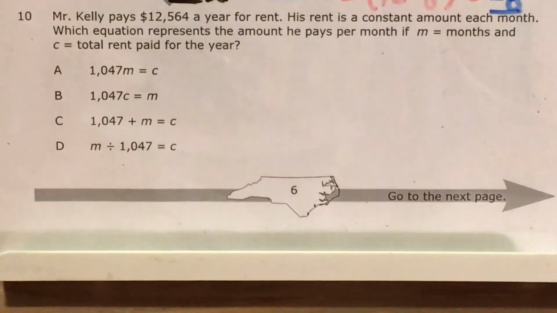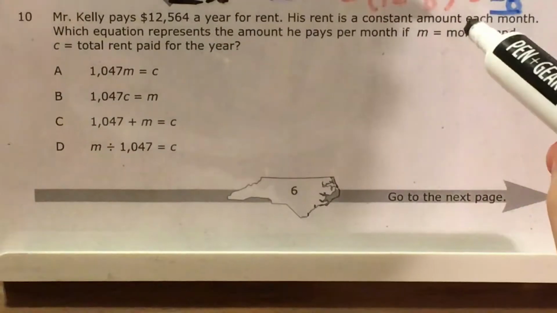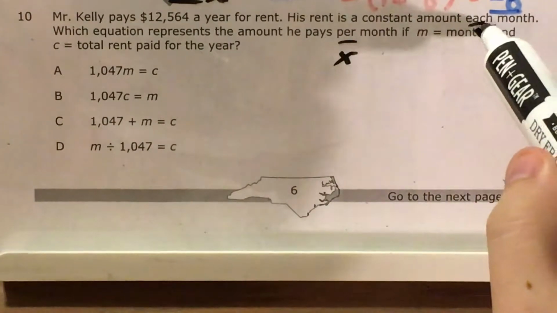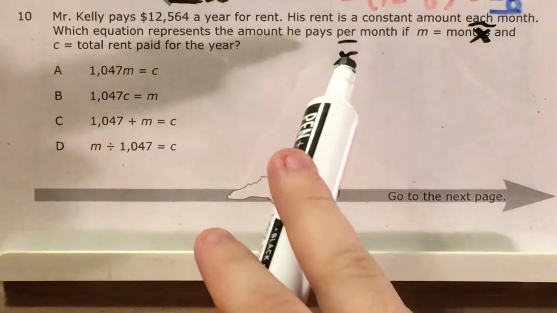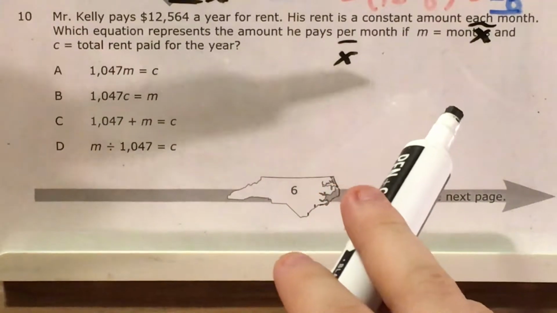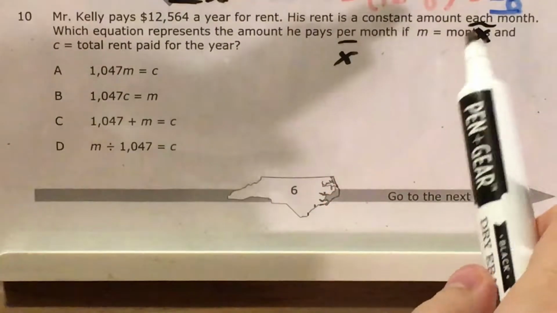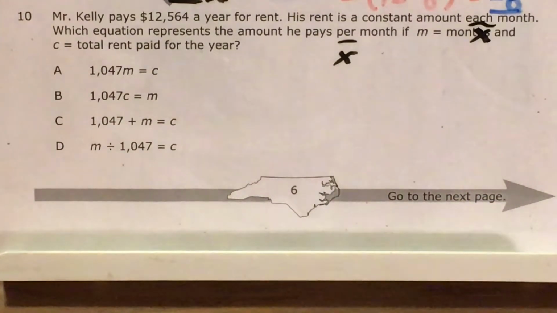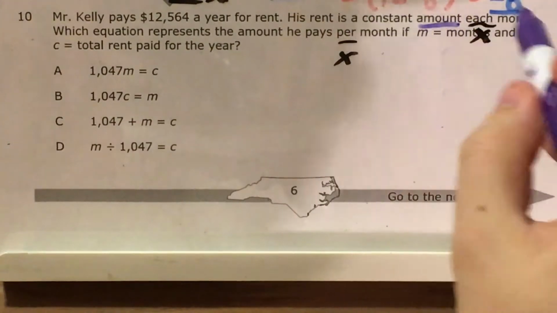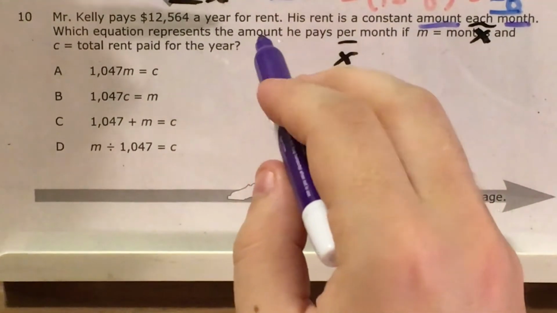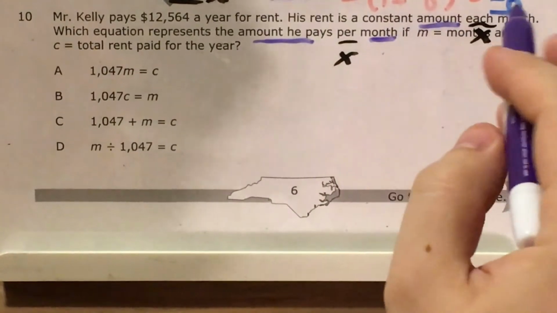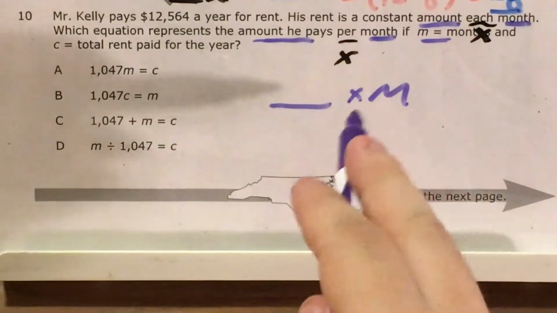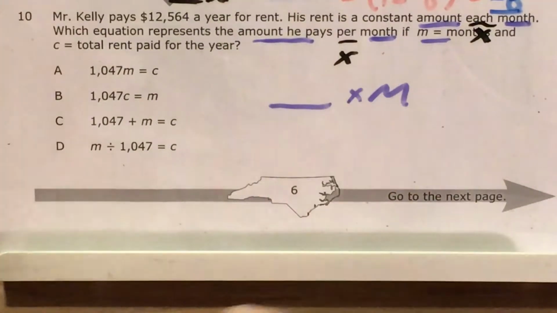Alright, so I'm going to start by remembering my words that if I see them in a problem will tip me off that I'm multiplying. And that's each and per. The word every also tells you that you're multiplying. And so if I look on either side of each of my multiplication words, each and per, I'm going to see that it starts with a constant amount each month, and then we're asking which equation represents the amount he pays each month. And since M equals months, I'm looking for whichever answer has some number times M.